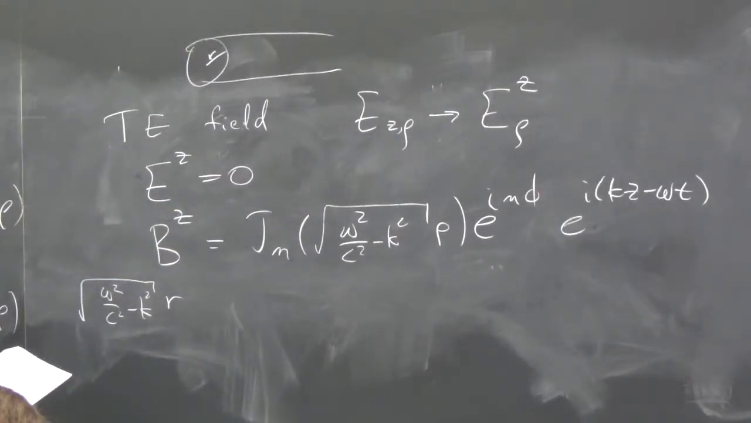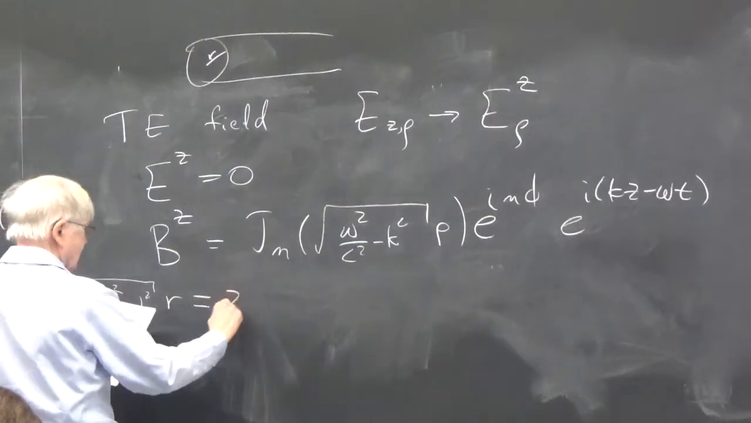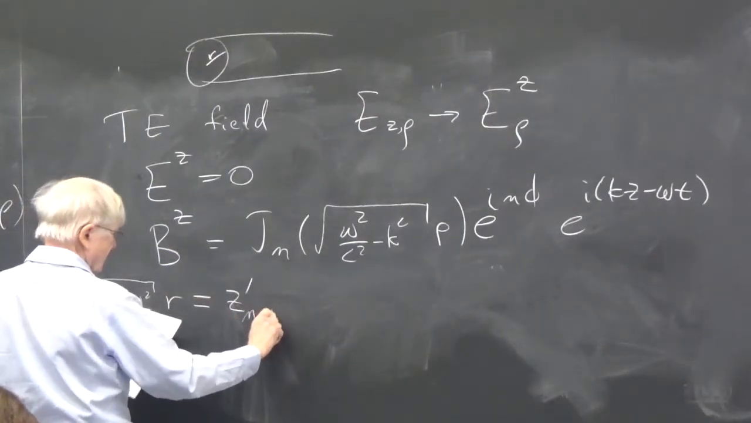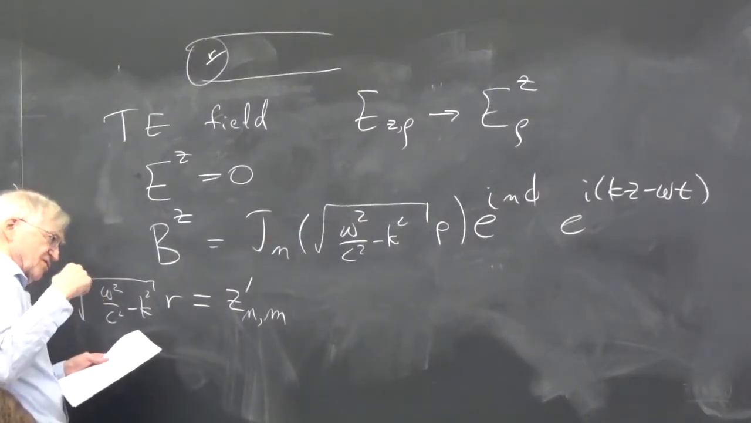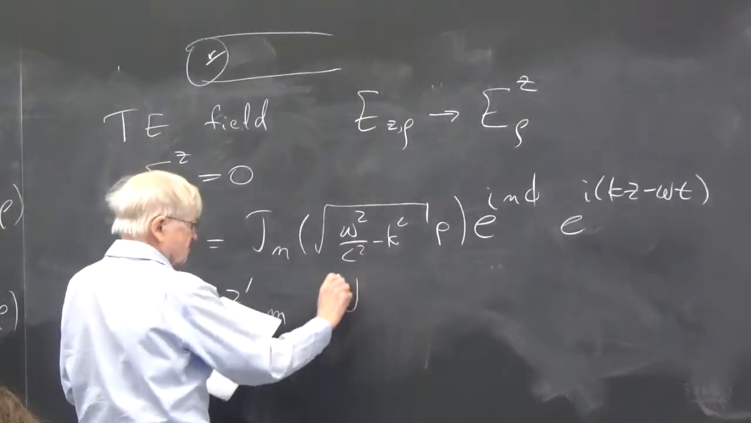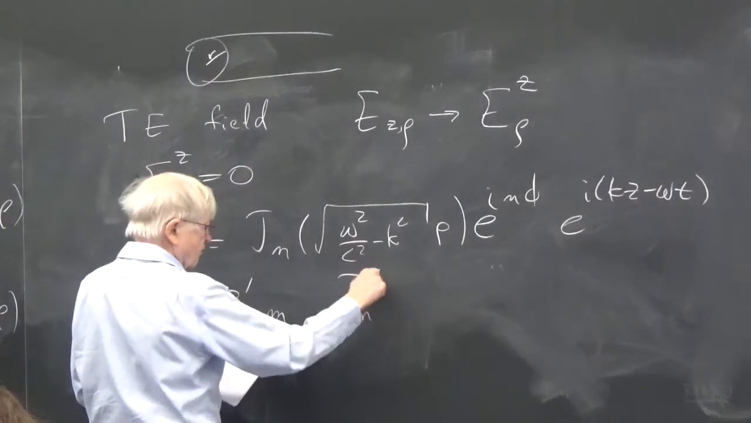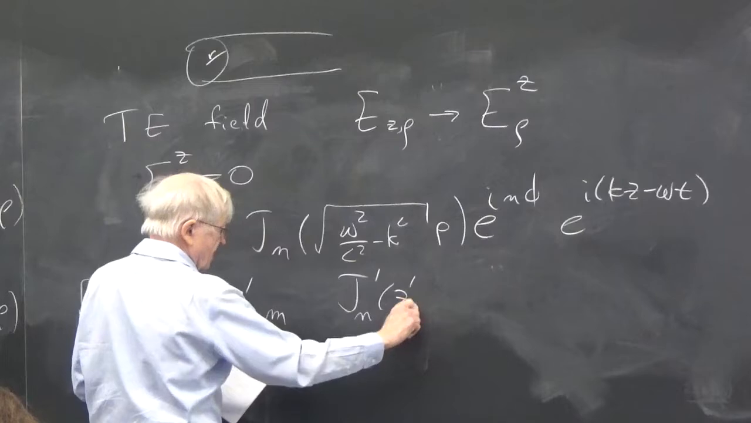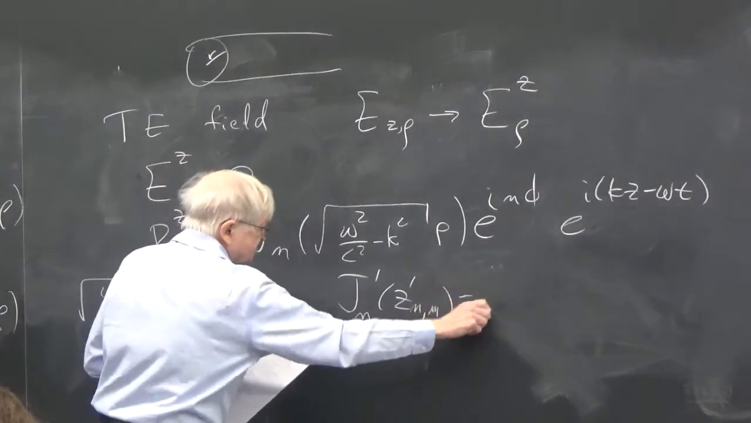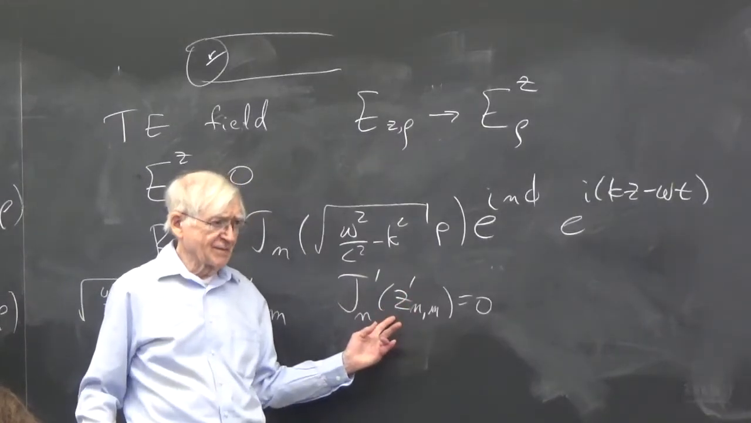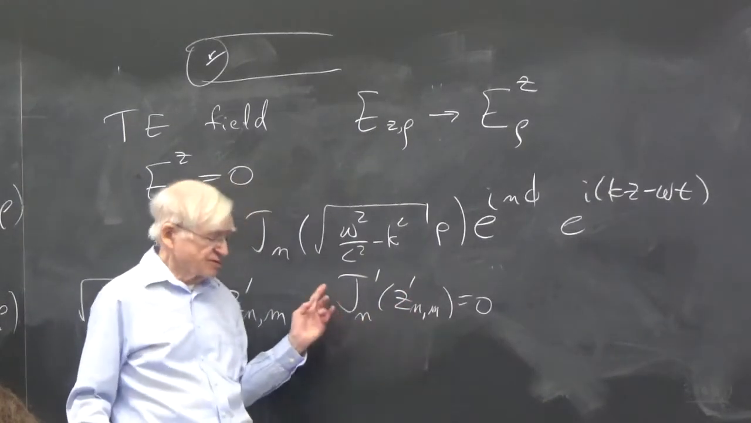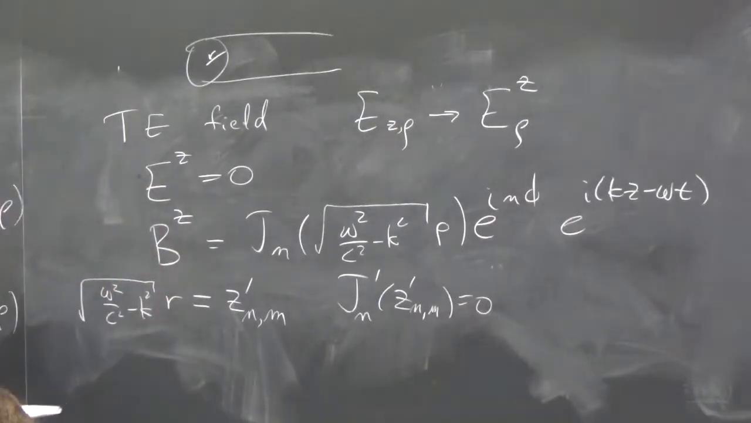And we want to show that this satisfies the right boundary conditions, if the square root of omega squared over c squared minus k squared, R being the radius of the cylindrical waveguide, is a zero of the derivative of the nth Bessel function. So in other words, J_n prime of x prime_nm equals 0. This means the prime on x here just means it's a zero of the derivative of the Bessel function, not the zero of the Bessel function. So what do we do?